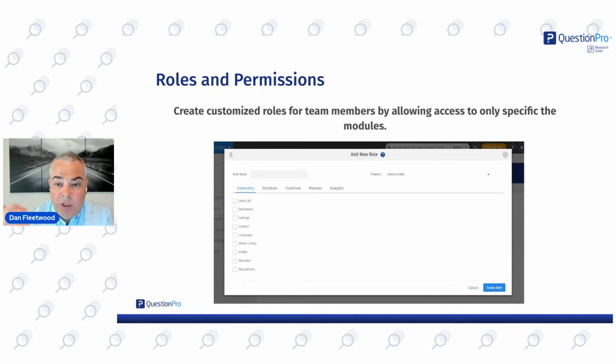So as I mentioned, you can come in, add a new role. So this is custom, you put in the role name here, and then you can select the different areas or sections of the community. You can choose, hey, I want access to languages, media library, profile, or on the distribute or the incentive side, they only need access to certain features or functionality inside of communities. This is something that you can add in via the roles and permissions. Now, if you're familiar with how we do it on our survey platform, it's the same on our community platform as well.